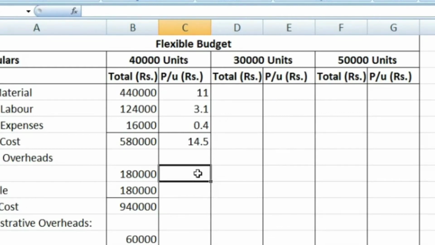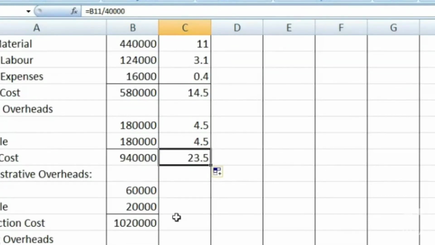Now the same formula here, once again. This divided by 40,000. Answer is 4.5. Here also 4.5. And here 23.5. How this 23.5? That's 14.5 plus 4.5 plus 4.5. It is 23.5.